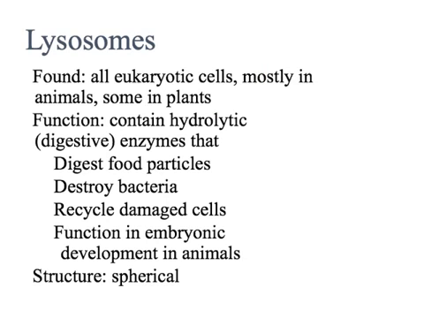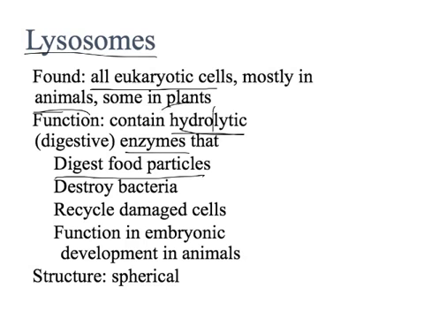So then finally, sometimes when we make proteins, the protein's job is to be an enzyme that digests food particles or digests things. If I have a vesicle that contains enzymes that break stuff down, that vesicle is called a lysosome. This is found in all eukaryotic cells and mostly in animals. There are some in plants, but they're mostly in animals. And what they contain is hydrolytic enzymes. Hydro meaning water, lytic meaning to break.